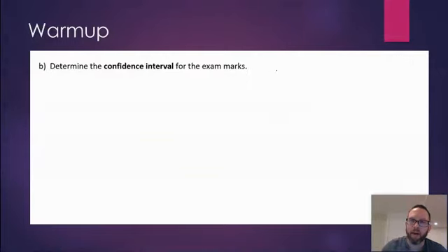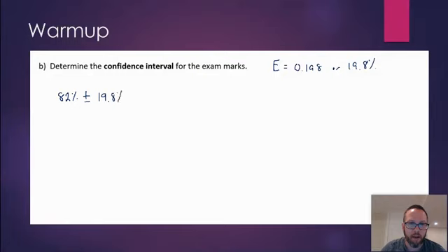So our margin of error was 19.8%, 0.198 or 19.8%. So our confidence interval for the exam marks is 82% plus or minus the margin of error. In terms of an interval, if you do 82 minus 19.8, you get 62.2. And 82 plus 19.8, 101.8.